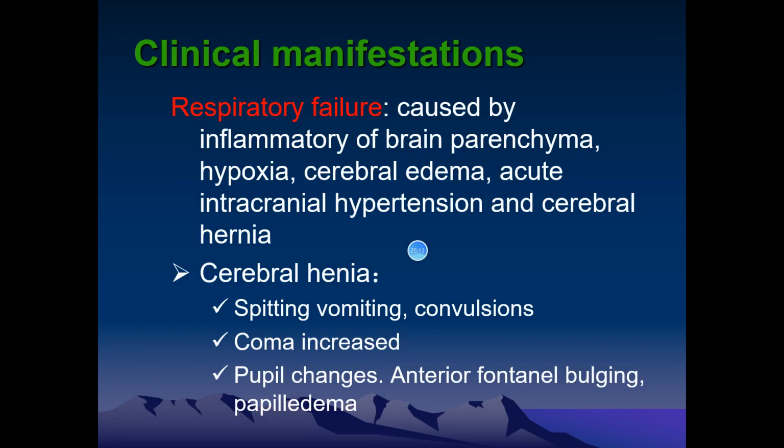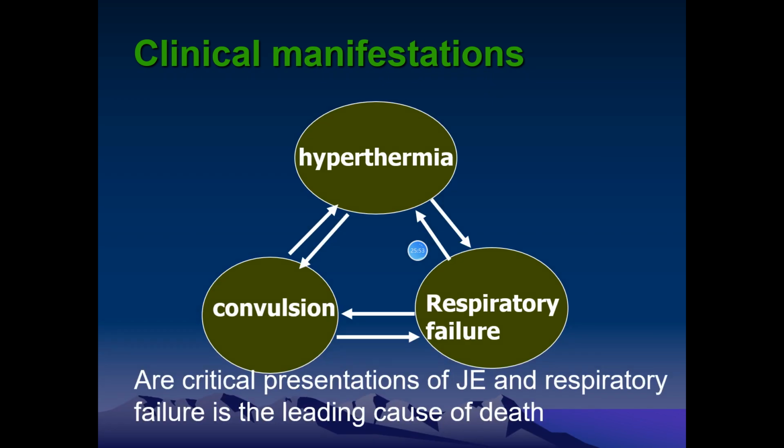The respiratory failure is caused by inflammation of the brain parenchyma, hypoxia, cerebral edema, acute intracranial hypertension, and cerebral hemorrhage. The cerebral hemorrhage involves projectile vomiting, convulsions, coma increased, and pupil changes, with anterior fontanelle bulging. And the hyperpyrexia conclusion: respiratory failure is a critical presentation of JE and the leading cause of death.